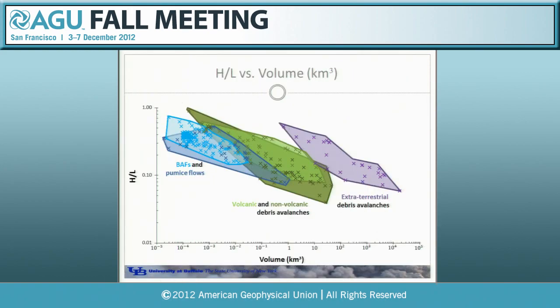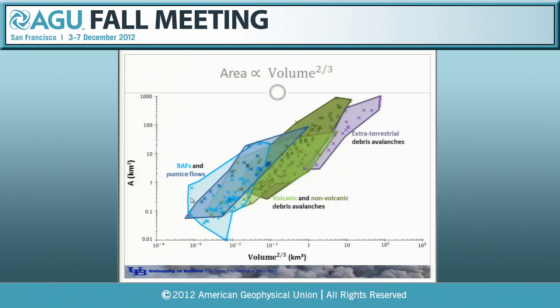I just have a few plots of the span of the data. This is H over L versus volume for everything in the database. This is really just to show you that it's a huge range here. This is 10 orders of magnitude of volume. You have your PDCs here and various debris avalanches for comparison. And you can, of course, show the same thing with area versus volume. These are things we always plot and think about.